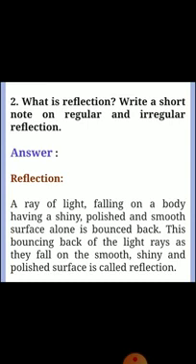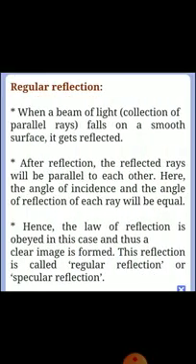ஓகே, செகண்ட் கொஸ்டின் பாருங்கள். What is reflection? Write a short note on regular and irregular reflection. அதோட ஆன்சர் என்ன? முதல்ல reflection-னா என்ன? Reflection: a ray of light falling on a body having a shiny, polished and smooth surface alone is bounced back. This bouncing back of the light rays as they fall on the smooth, shiny and polished surface is called reflection. ஓகே, நெக்ஸ்ட் நம்ம ரெகுலர் ரெஃப்ளெக்ஷன் பற்றி பார்க்கலாம்.